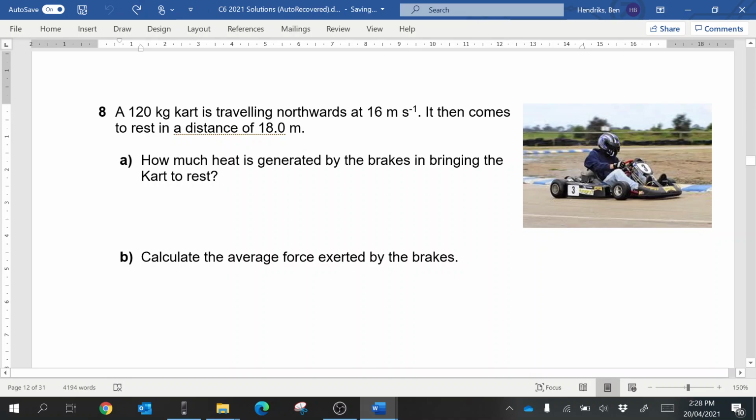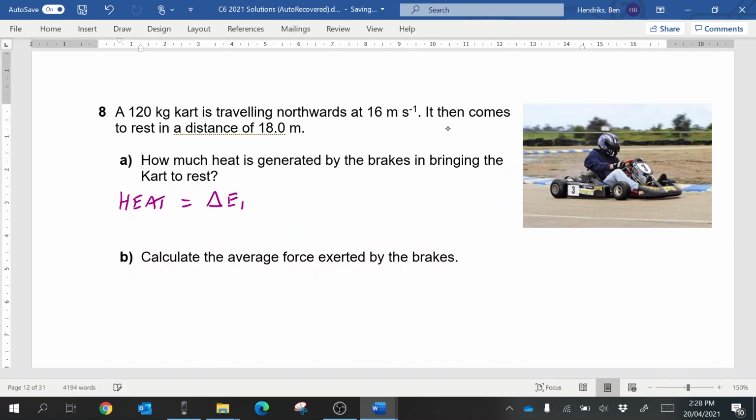And we have example 8 here, which is a 120 kilogram cart travelling northwards at 16 metres per second. It then comes to rest in a distance of 18 metres. So how much heat is generated by the brakes in bringing the cart to rest? We're just assuming all of the kinetic energy is converted into heat as it comes to rest. So we're saying that the heat is equal to half times 120 times 16 squared.